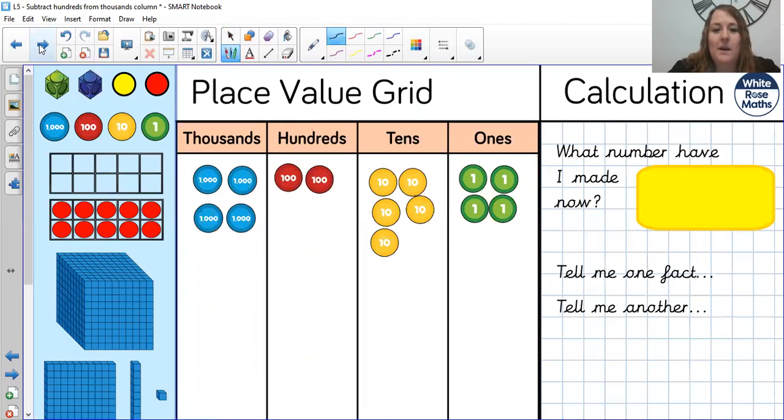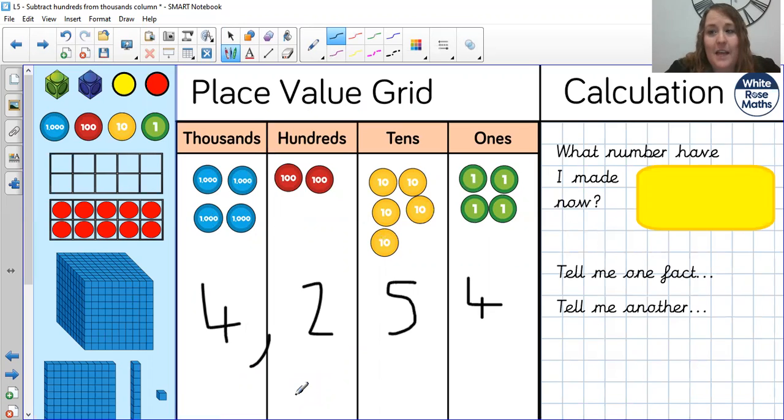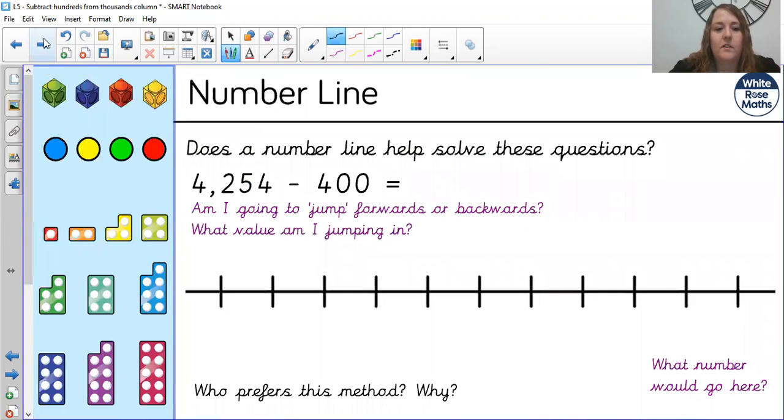Okay, next one then, what number have I shown you this time? Brilliant, you're telling me there's 4 in the thousands, 2 in the hundreds, 5 in the tens, and 4 in the ones. So 4,254. Again, if you can think of facts about that number, that would be brilliant. Okay, this time, with 4,254, we're going to be taking away 400.